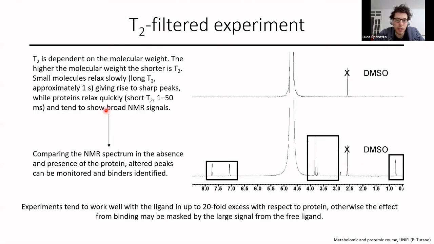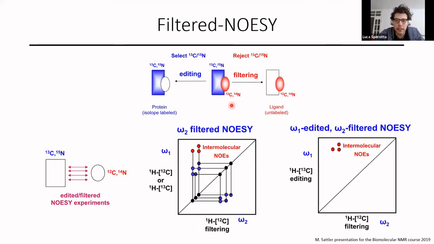But if it binds to the protein, then it behaves like a big protein, so it has different relaxation properties, and the result is basically you don't see the signal of your ligand anymore, and this is another way to detect the binding of a protein and a small molecule. So these are the most common experiments, especially from the ligand detection part.